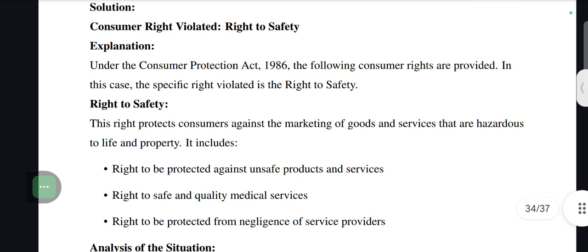So the consumer right that has been violated is the right to safety. Under the Consumer Protection Act 1986, several consumer rights are provided. In this case, the specific right violated by the doctor is the right to safety. This right protects consumers against the marketing of goods and services that are hazardous to life and property, the right to protection against unsafe products and services.